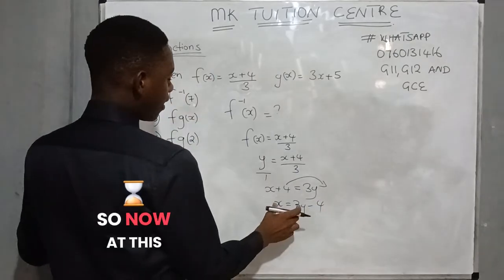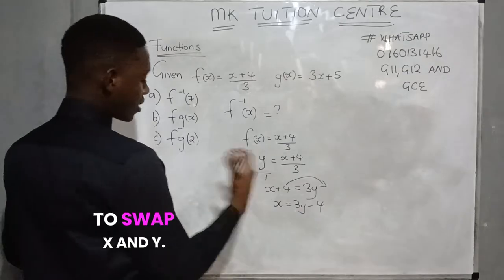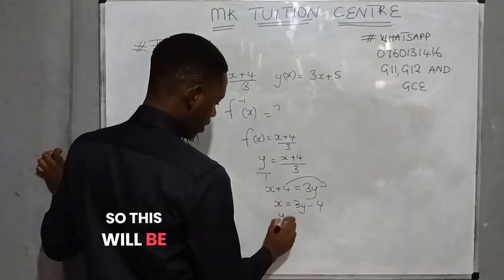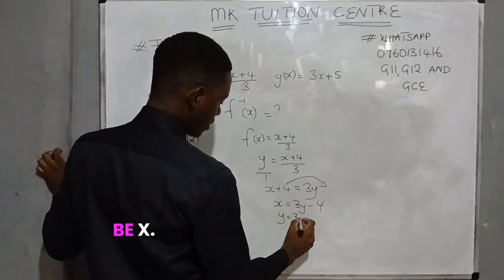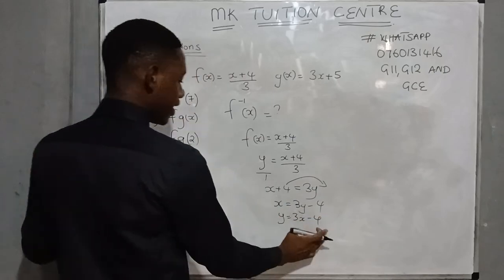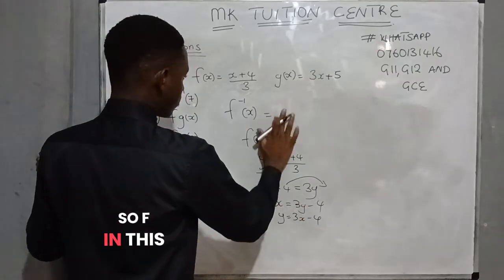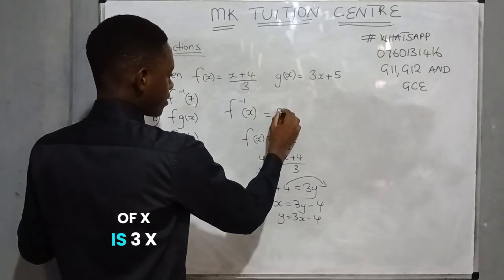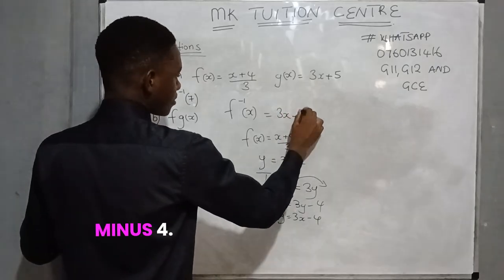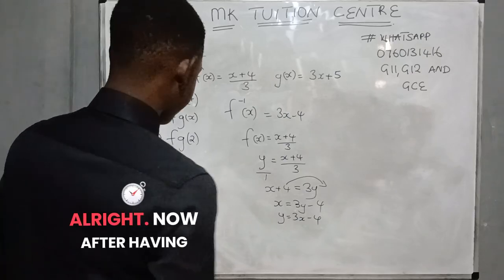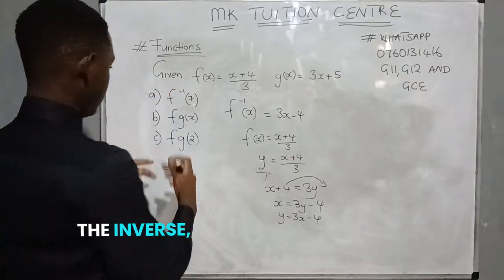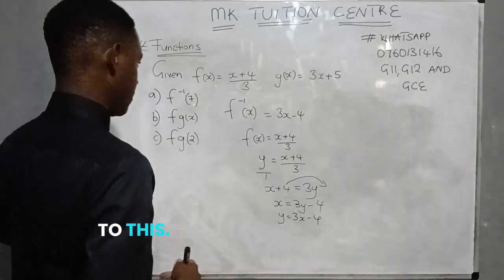Alright, so now at this point we are going to swap x and y. So this will be y and this will be x. And what we have here becomes the inverse. So f inverse of x is 3x minus 4. Alright, now after having the inverse, we can now move on to this.